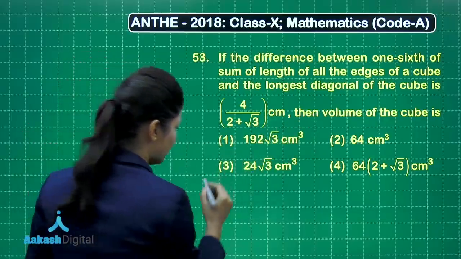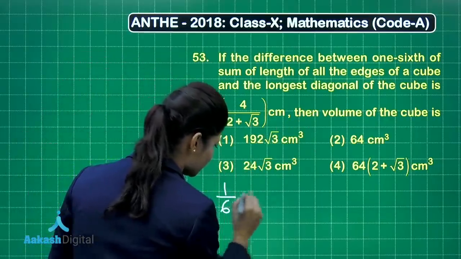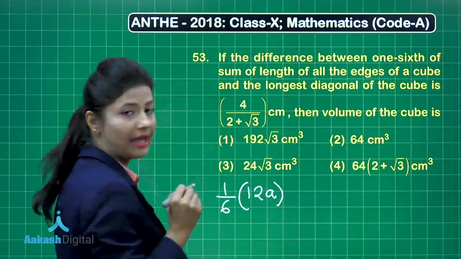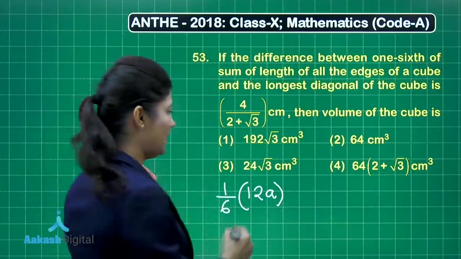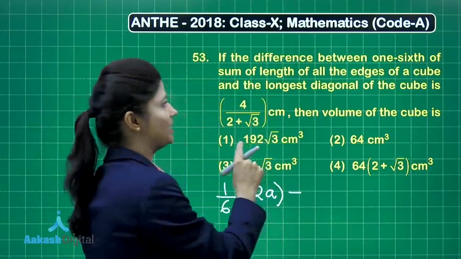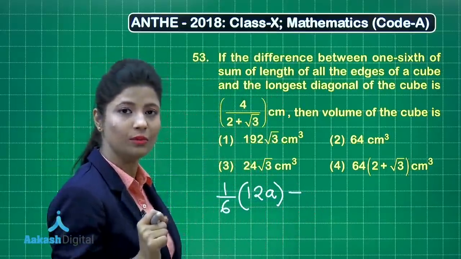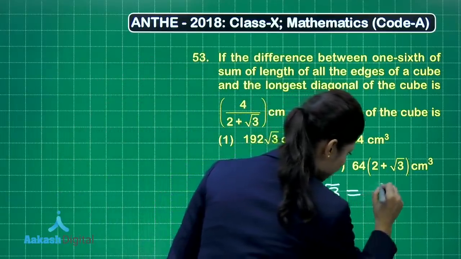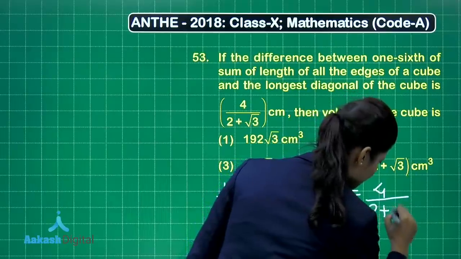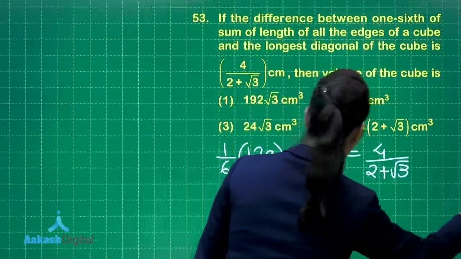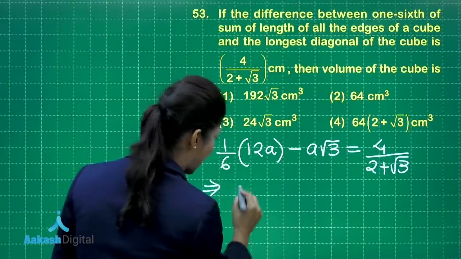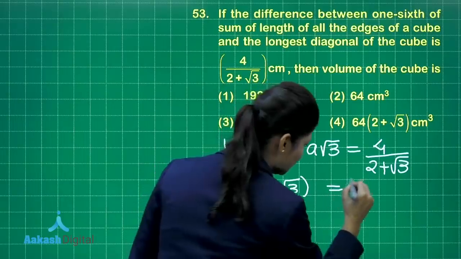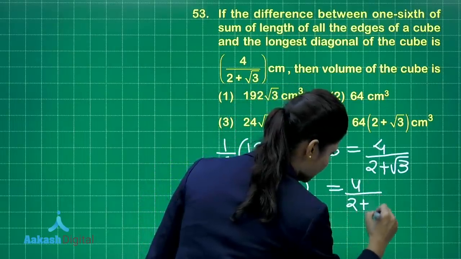Then in that case, when I take 1/6 of the sum of all edges, as we have 12 edges, this will be equal to 12 times a. So 1/6 of 12a, and its difference is taken with the length of the longest diagonal of the cube, and the length of the longest diagonal is a root 3. This is given as 4 upon 2 plus root 3. When you simplify this equation, you will obtain a into (2 minus root 3) equal to 4 upon 2 plus root 3.